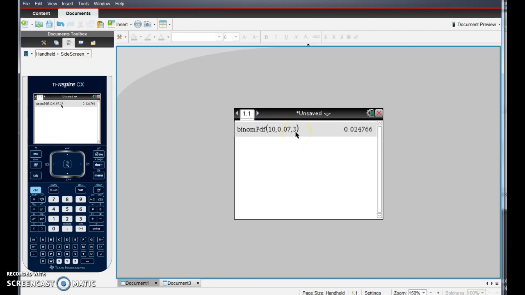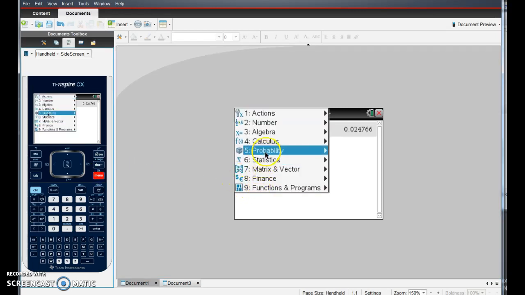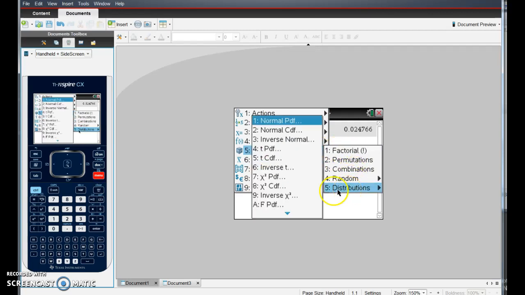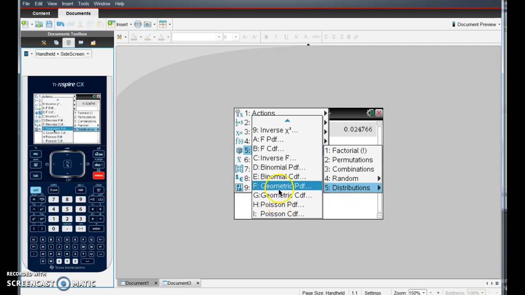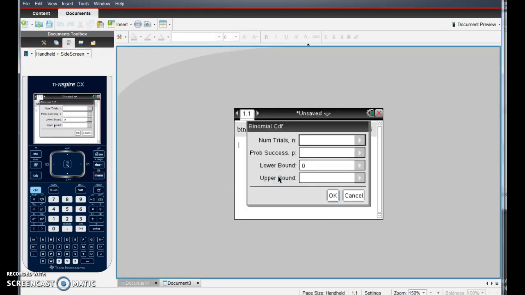Now remember, binomial CDF is the cumulative. That's when you want to find more than one probability. So again, back to menu, back to probability, back to distributions, and again, you need to go down to find binomial. Here's binomial CDF for cumulative. And what's nice about the Nspire is you don't have to remember left or right. It actually gives you a lower and upper bound.